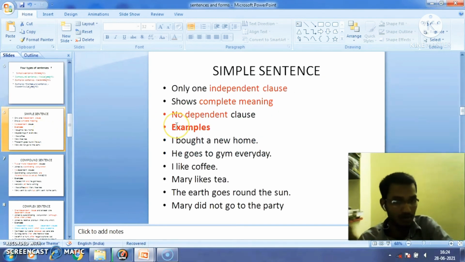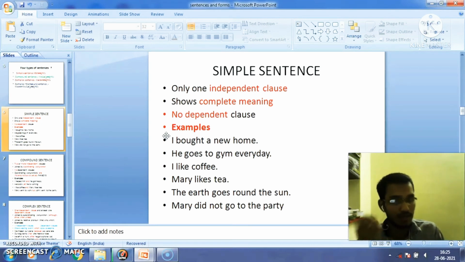First one, simple sentence. What is a simple sentence? A simple sentence has one independent clause. It shows complete meaning. There is no dependent clause in a simple sentence. For example, I bought a new home. He goes to gym every day. I like coffee. Mary likes tea. The earth goes around the sun. Mary did not go to the party.